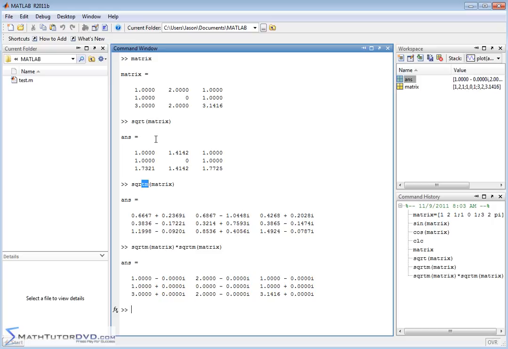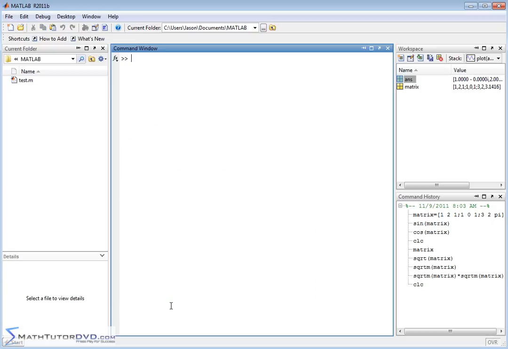So that's why there's 2 functions here. This one's just element by element. This one's the real definition, so that if you multiply it by itself, you get the original guy back. All right. So let me clear the screen. We put the matrix back up there.